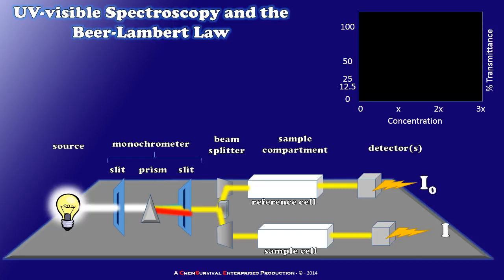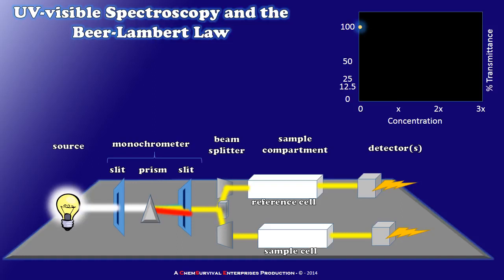So in this case, the intensity detected by each of my two detectors are the same. So if I were to consider the ratio of the intensity leaving the sample cell to that leaving the reference cell, I see that the transmittance of my sample cell is 100% that of the reference. So I'm going to plot that here at zero concentration, 100% transmittance.